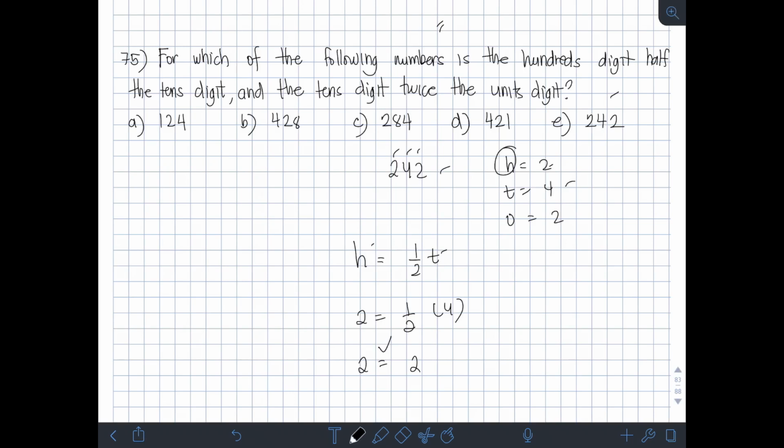Then, the second condition, the tens digit twice the units digit. So, T, the tens digit, is 2 times the units digit or ones digit. So, let's verify if the digits in 242 satisfy this. So, T is 4 equals 2 times O, the ones digit is 2. So, 4 is equal to 2 times 2, 4. So, true. So, therefore, 242 also satisfies the second condition. So, therefore, this is the number we're looking for. Okay, if this is not what you got at first, just try the other choices too.